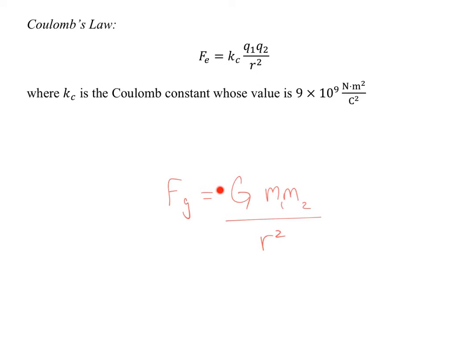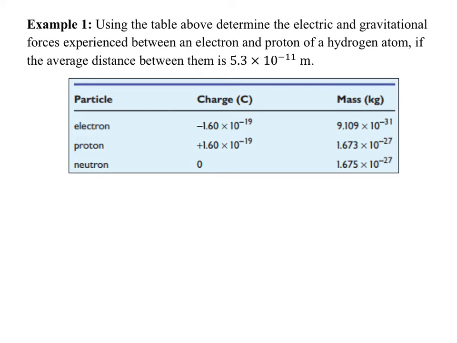One of them had the gravitational constant. One had Coulomb's constant. Okay, so again, new formula, but it's really the same thing. All right, let's press on to the second slide here. With that in mind, let's go ahead and use the following information.